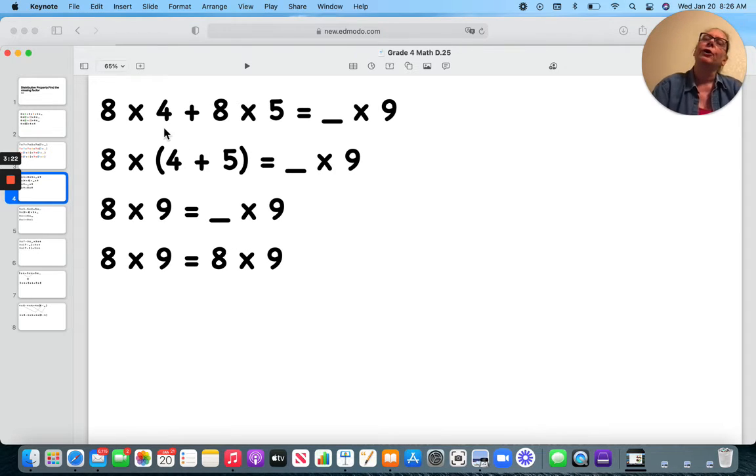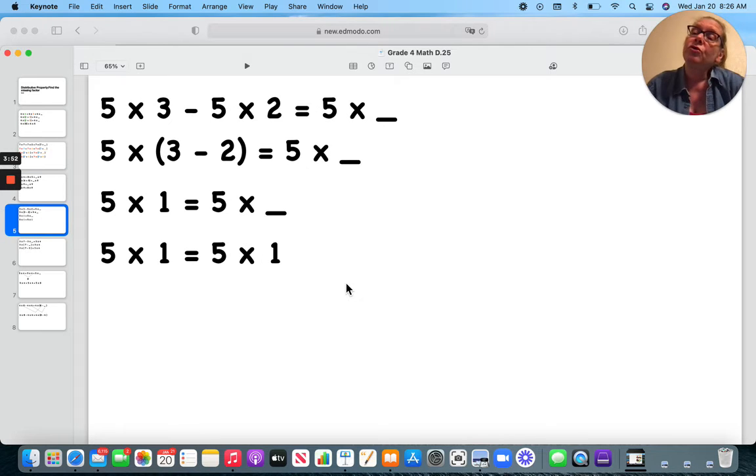So I could look up here and say 4 plus 5 is 9. I'm multiplying everything by 8. So those of you who can just look at it right away could answer it right away. Some of us might want to go through the steps and say, oh, 8 times, I'm adding my 4 and my 5. 4 plus 5 is 9, so I know to make these two sides equal, my missing number is 8.